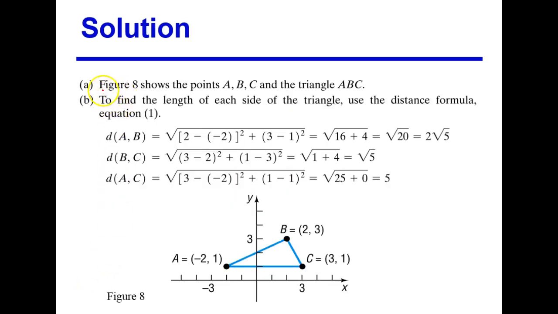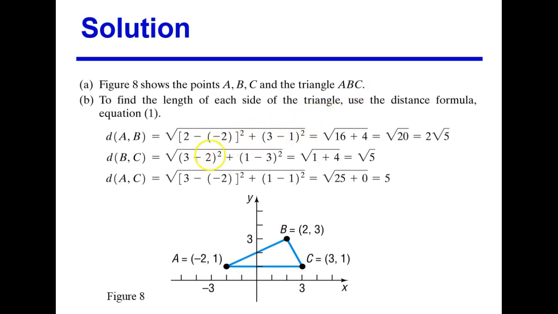Let's figure out part A. It asked us to plot those points and show that it's a triangle, which has been done right here. I see I've plotted point A at negative 2, 1. Point B was at 2, 3, and C was at 3, 1. Now I can go ahead and connect those points. Now I have to find the length of each side.